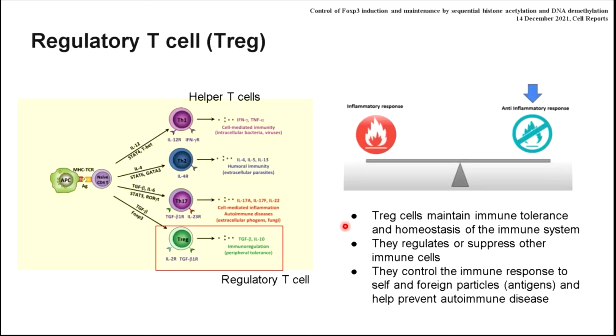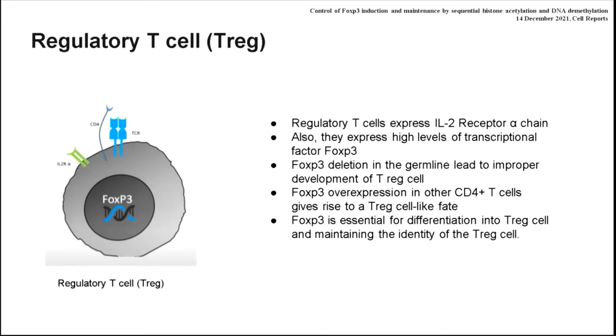Regulatory T cells are essential for our immune system. They maintain immune tolerance and homeostasis of the immune system. It means that they regulate or suppress other immune cells, and they control the immune response to self and foreign particles and help prevent autoimmune disease. Then what is Foxp3?